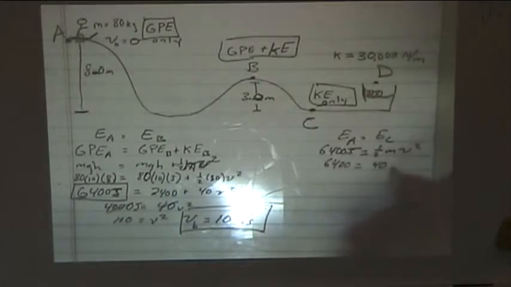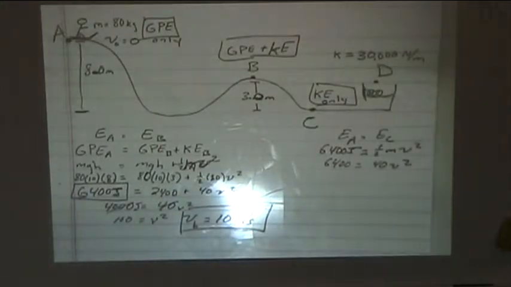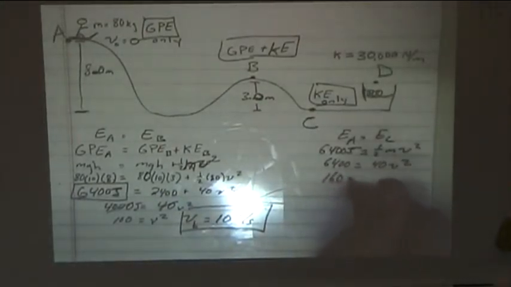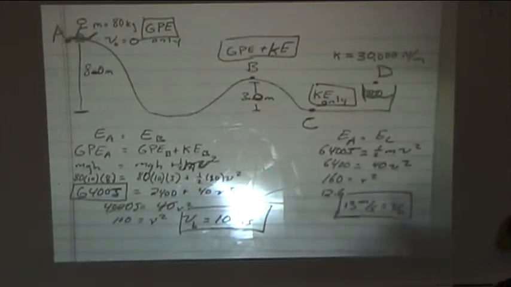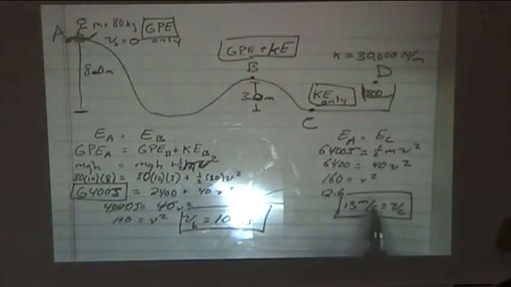And then v squared. So 6,400 divided by 40 would give us 160 equals v squared. And you take the square root of both sides. By the time you round off, you'll get 12.6, or 13 if we use 2 sig figs, 13 meters per second equals the velocity at point C. So by analyzing what types of energy we have, we can figure out how fast our object is going.